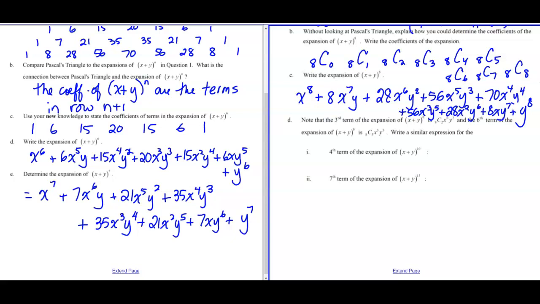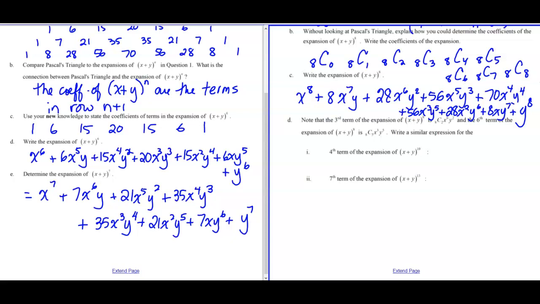Okay, so note that the third term in this expansion is 28, so those match up. The r value is 2. Remember, term number, your r is 1 less than it. So that exponent on x is the difference between 8 and 2, x to the 6. And the exponent on y is the same as that r. Okay, 6th term, so that's going to be 5 there. 8 minus 5 is 3. 5 is the exponent of y.